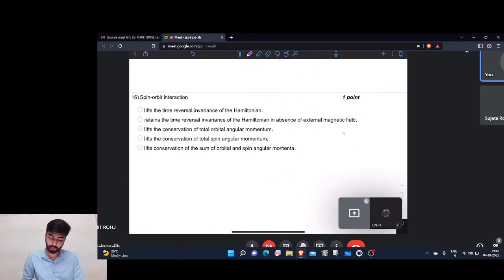And finally, we have our spin orbit interaction, for which we have a few postulates: it lifts the time reversal invariance of the Hamiltonian, or retains the time reversal invariance. Now, in the absence of an external magnetic field, L becomes minus L by time reversal symmetry, and S becomes minus S. But in the case of magnetic fields, the states split up and the time reversal invariance is no more. So a spin orbit interaction retains the time reversal invariance of the Hamiltonian in the absence of an external magnetic field. So the correct option would be option B.